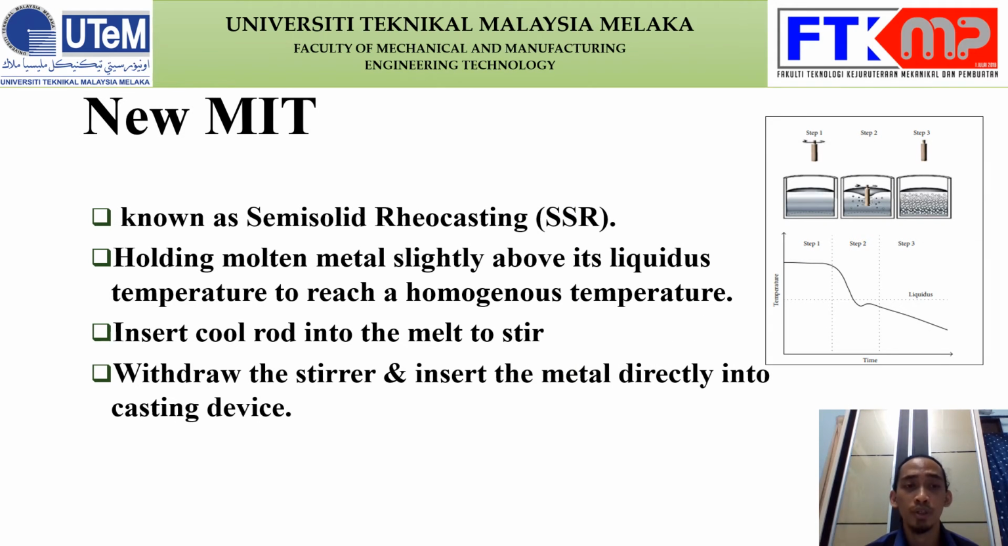The fourth point is the new MIT process, known as semi-solid rheocasting, or SSR. It involves holding molten metal slightly above its liquidus temperature to reach a homogeneous temperature, inserting a cool rod into the melt to stir, then withdrawing the stirrer and inserting the metal directly into the casting device.